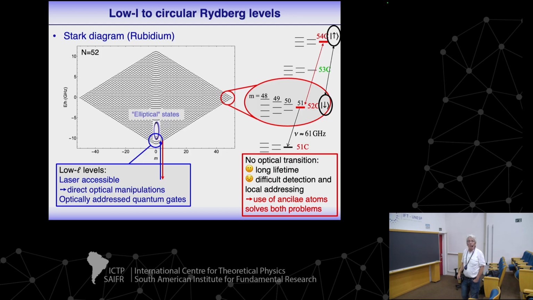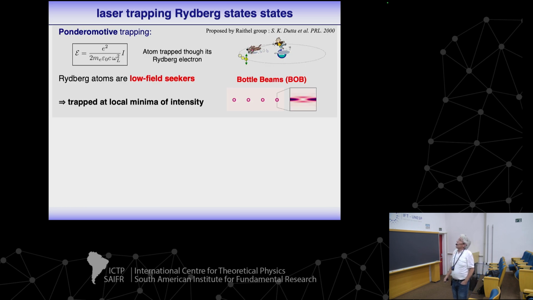Unfortunately, presently the experiment is not at cryogenic temperature. It's a room temperature experiment, which means that this decay is enhanced, and unfortunately the lifetime of the circular level at room temperature is similar to that of the low angular momentum Rydberg level. But it's long enough to demonstrate some interesting, important first steps for building the simulator. So the first step is to implement trapping, which is not implemented for low angular momentum.